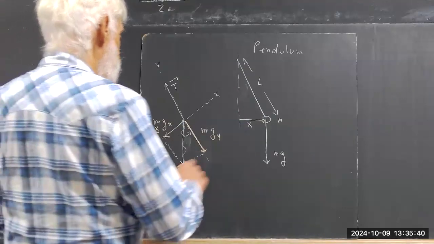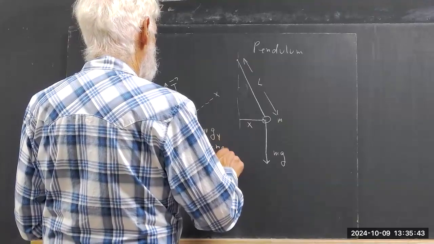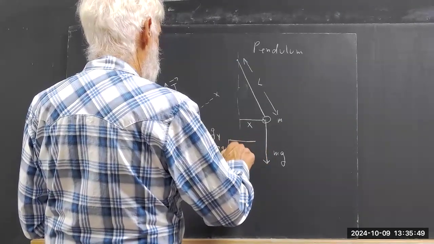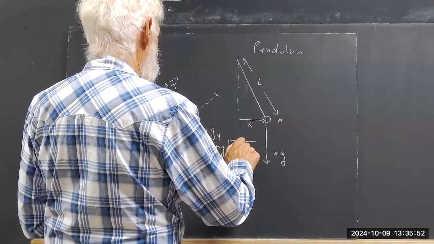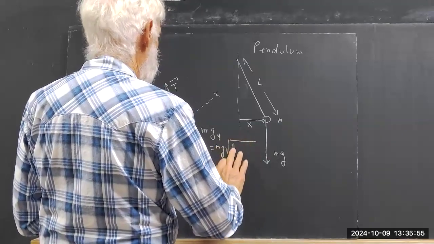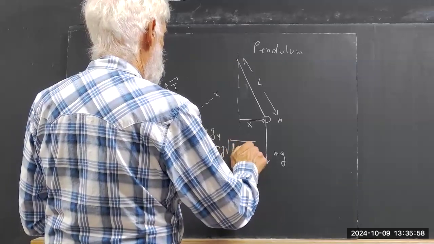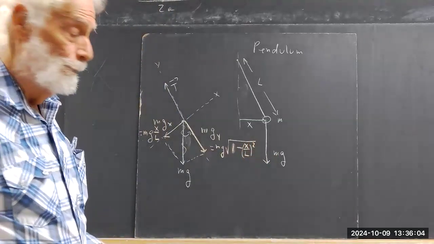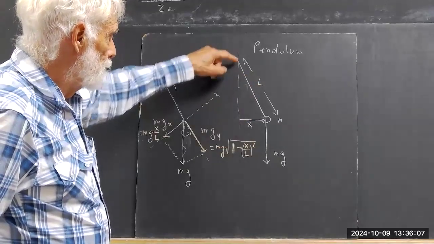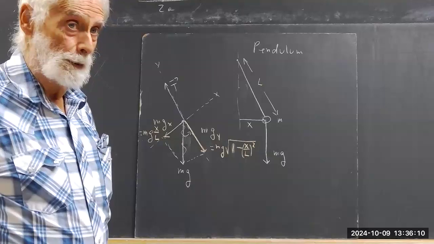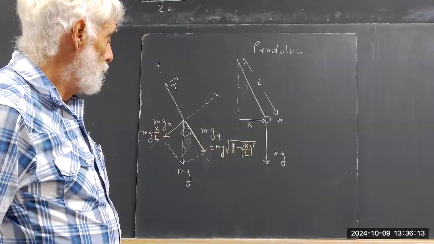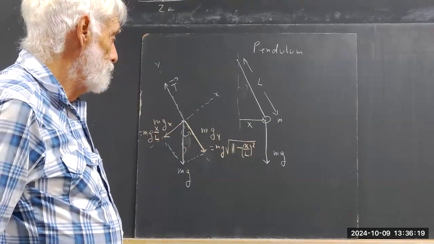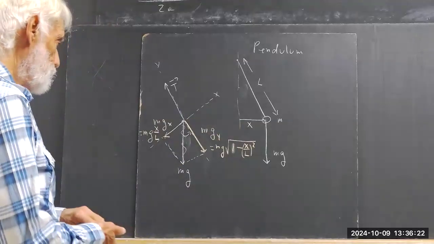And MGY, well, you can work it out. In other words, if this is L and this is X, this is square root of L squared minus X squared, right? And you divide that by L. And it works out. Okay.